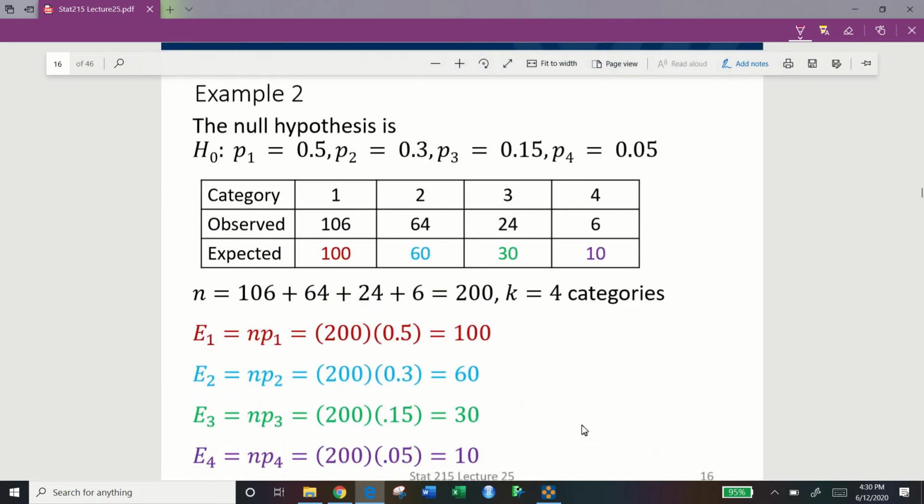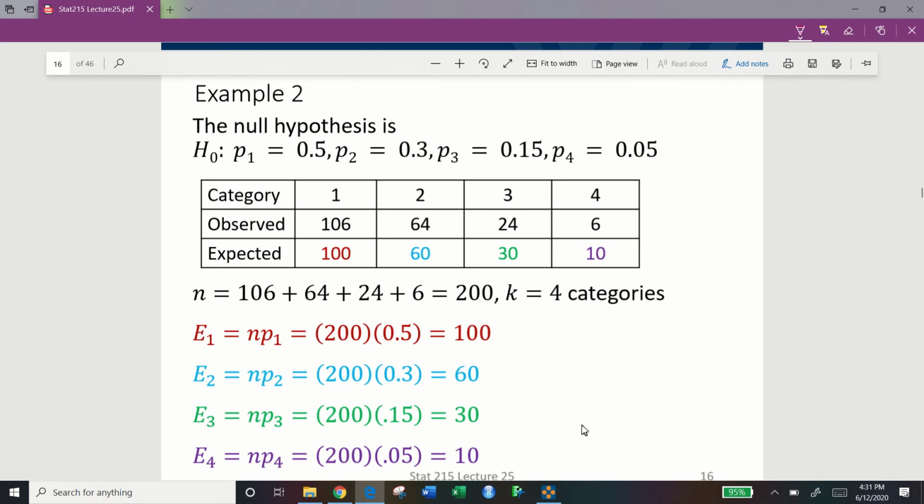At this time, let's take a look at a second example. Let our null hypothesis be in this case that P1 is equal to 0.5, P2 is equal to 0.3, P3 is equal to 0.15, and P4 is equal to 0.05.